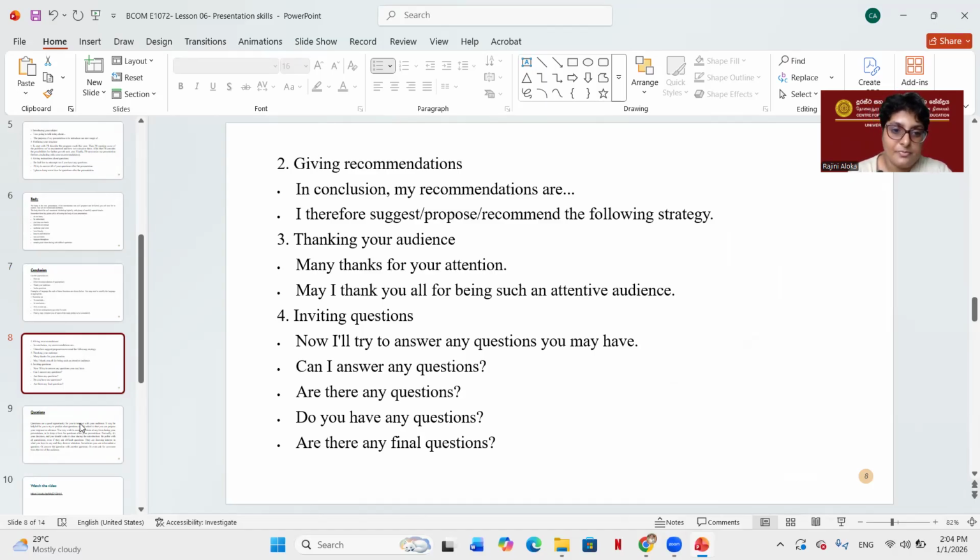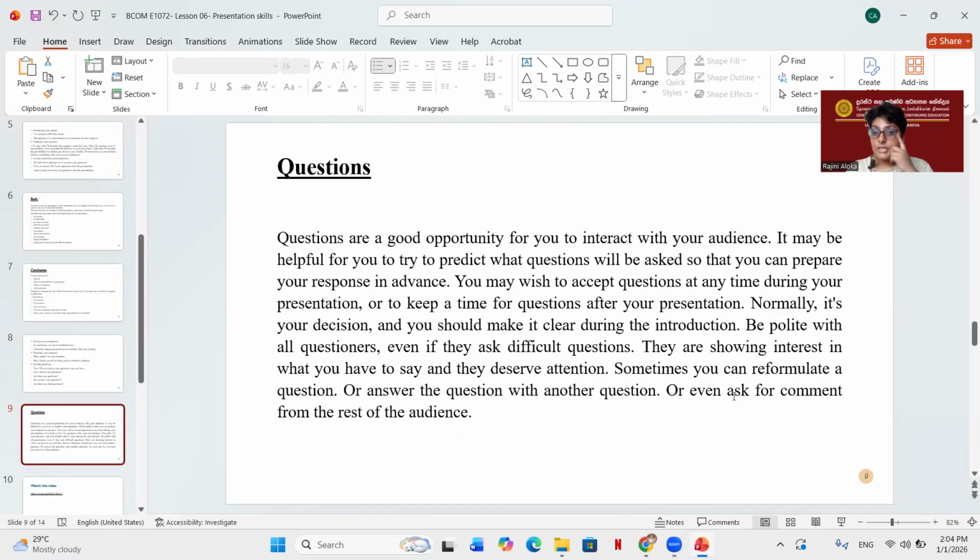Likewise, when it comes to questions, questions are a good opportunity for you to interact with your audience. It may be helpful for you to try to predict what questions will be asked so that you can prepare your responses in advance. So you can assume what people would want to know if I present this, and pre-prepare some answers.